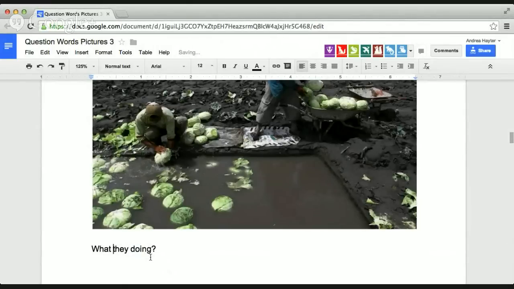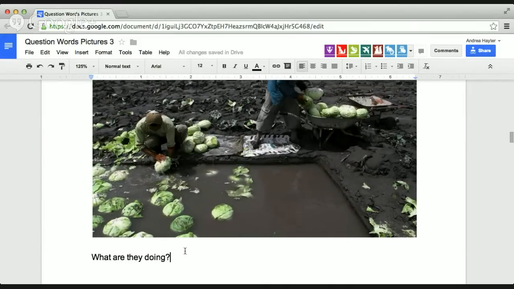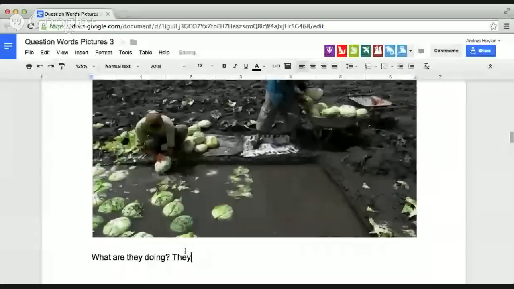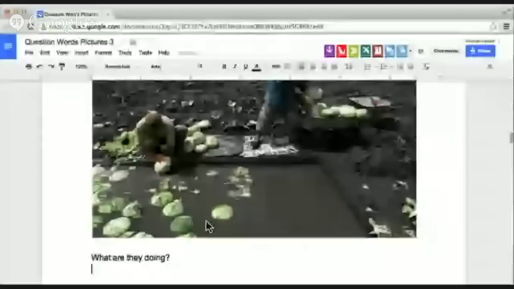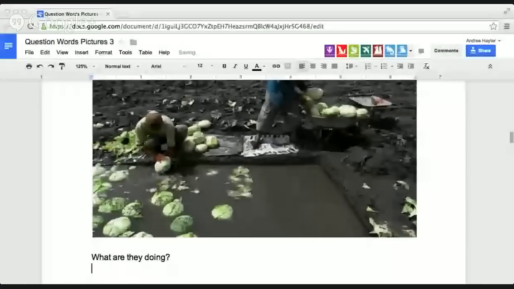So what are they doing? Yeah, what are they doing? Yes, you would say they are in a regular statement, not a question. We would say they are doing, you know, whatever they're doing. But in a question, you have to switch. Are they doing? Good question though. What are they doing? Daniel, new question.